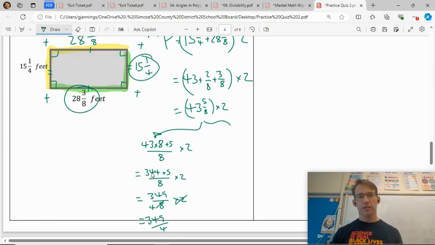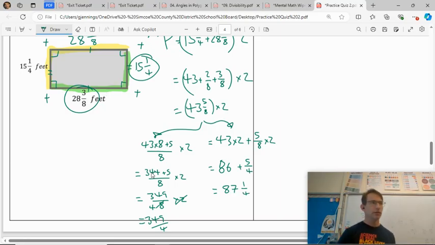Another way to do this would be to do 43 times 2 plus 5 on 8 times 2. Okay, and this is easier. 43 times 2 is 86. And 5 on 8 times 2 is 5 on 4. So 86 plus 5 on 4 is 87 and 1 quarter. Done. That's how much fencing. That's all. Just find the perimeter.